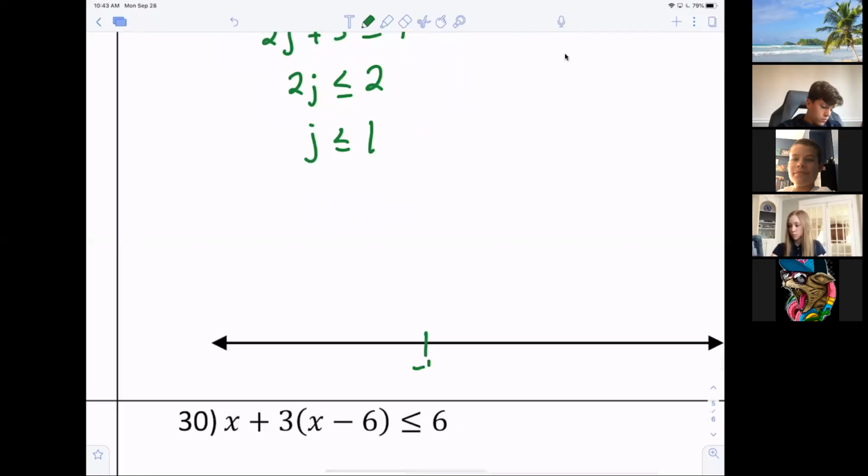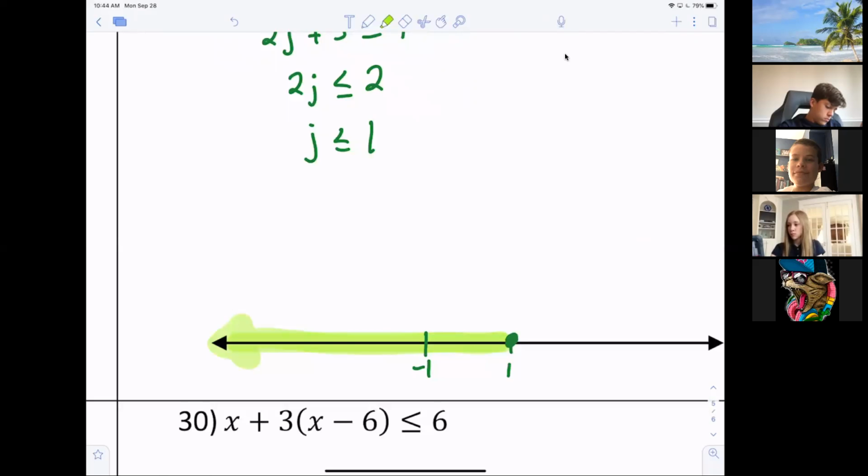Here's -1. Here's 1. What kind of dot on 1? It is a solid one. Solid going in which direction? To the left, people. Anybody have any issues with that?